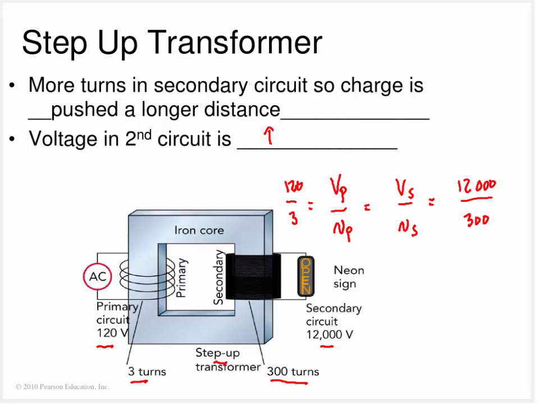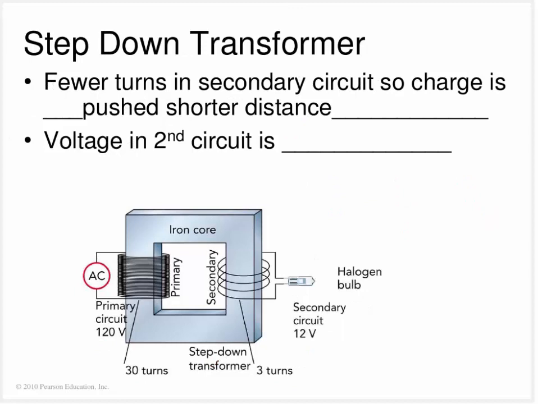So the voltage in the secondary must be higher. Again, this is a step-up transformer. A step-down transformer is going to have fewer turns.